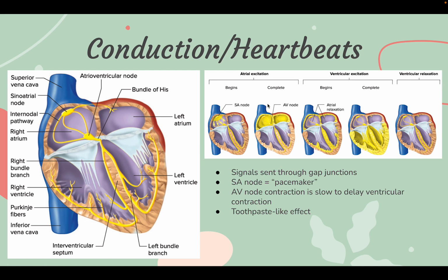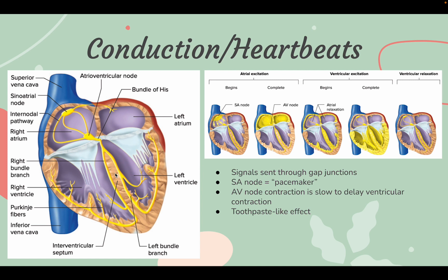And basically we can just see what happens in this picture right here. The SA node is going to discharge a signal. The AV node is going to get said signal, and it's going to spread through the entire atrium at this stage, and then it's going to continue on in the order I just talked about. So basically that's the conducting system of your heart.